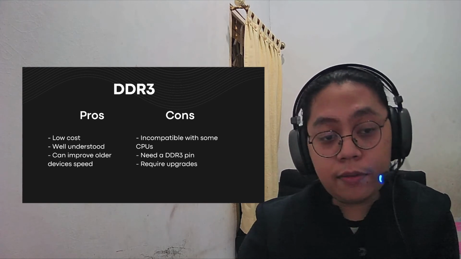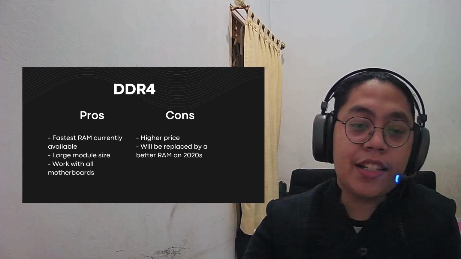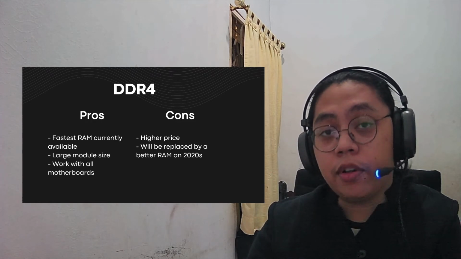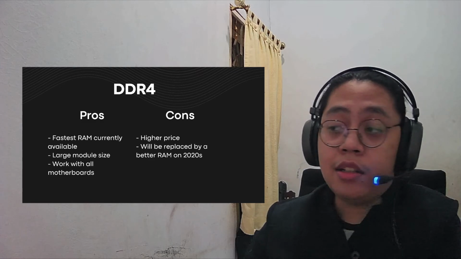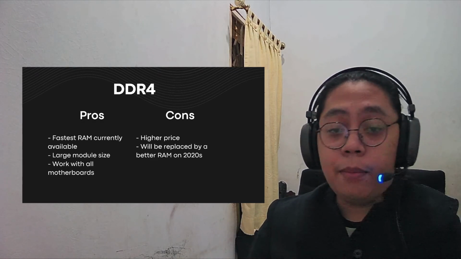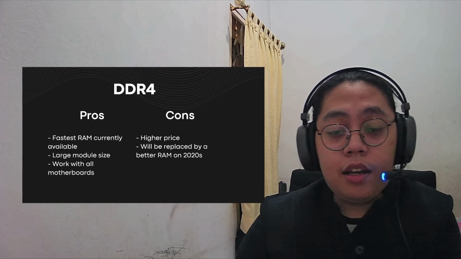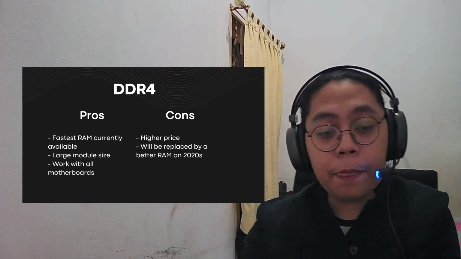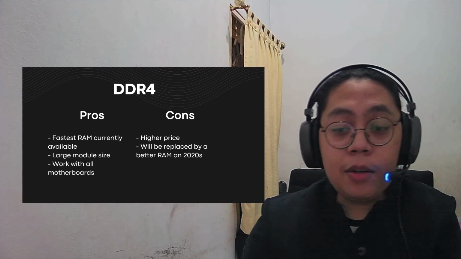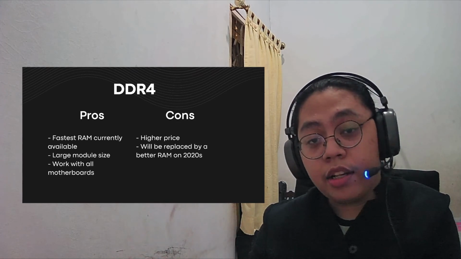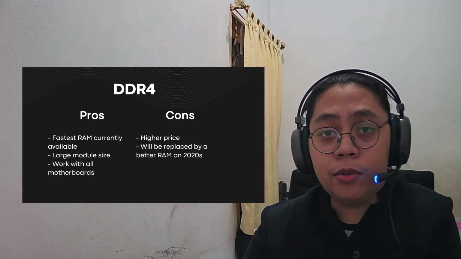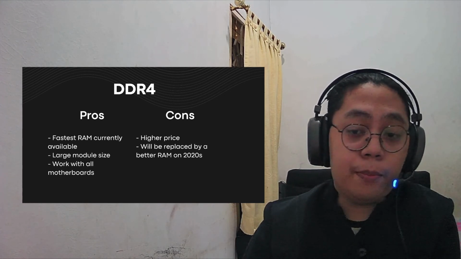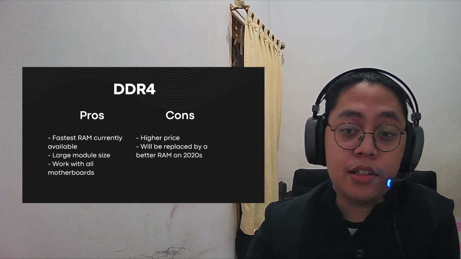Whereas the DDR4 is the fastest RAM currently available, and it has a large module size, as we've talked about before. With the peak bandwidth, it can store and send a much higher size of data per process, and it also works with all motherboards, including the older ones. That is why you don't need to upgrade your computer to have a better pin or something like that, like the DDR3.